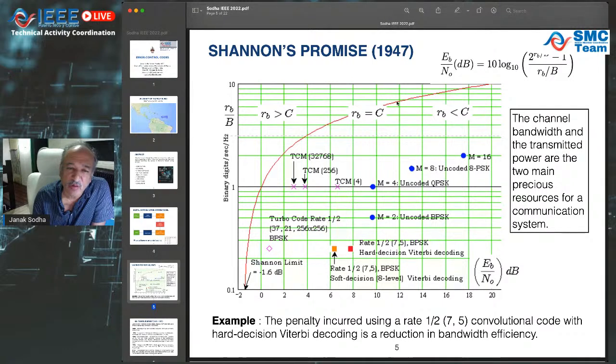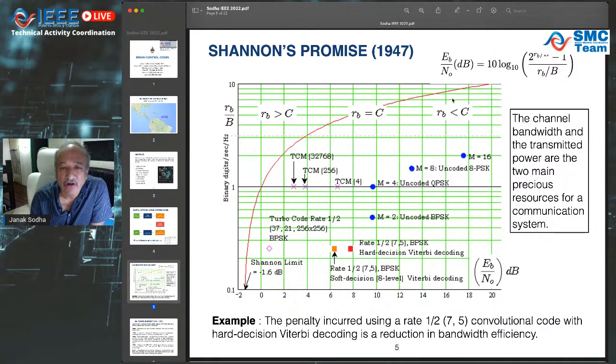That this is the promise, that this is actually possible. Shannon didn't say how, but he proved theoretically through information theory that it is possible to lie on this red curve. So for example, if you're using a modulation scheme in which M is 16, in other words, there are 16 constellation points, and you are sending a waveform that is representing 4 binary digits, as opposed to here where a waveform is representing 2 binary digits, it is more bandwidth efficient.